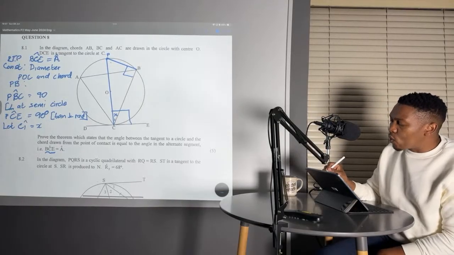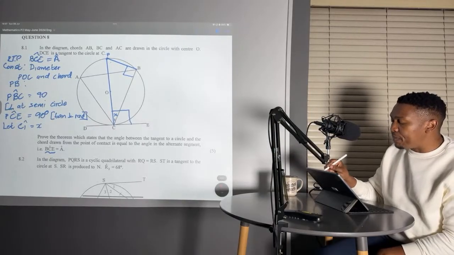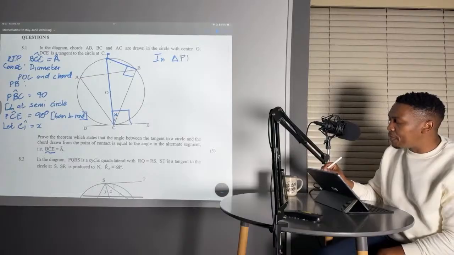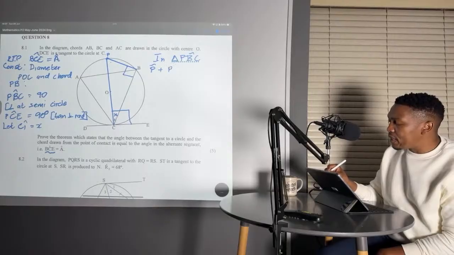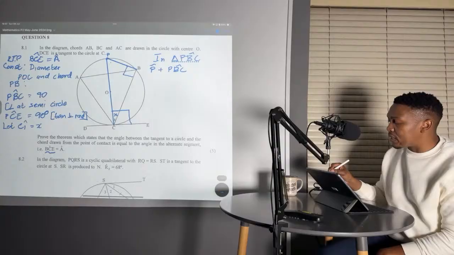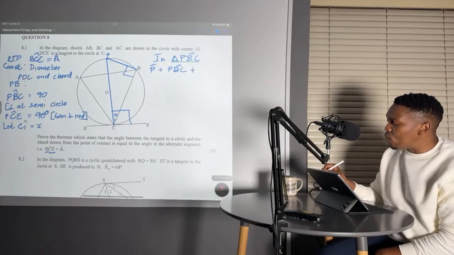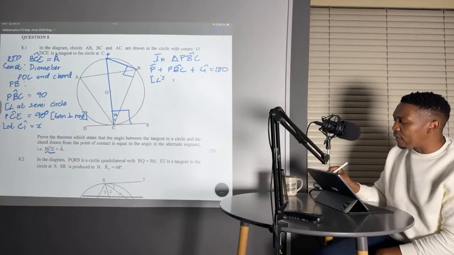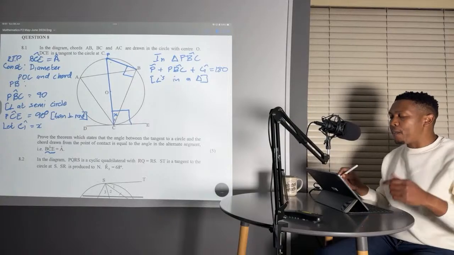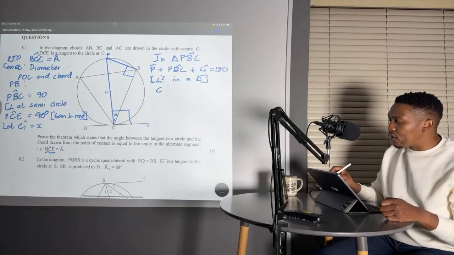What is angle P? So angle P, right, in triangle PBC, we know that angle P plus angle PBC, which is that 90 degrees there, we've just established that that is 90 degrees, plus C1, these are equal to 180. These are sum of angles in a triangle. Now, what does that mean? It means that angle P will simply be equal to 90 minus X.